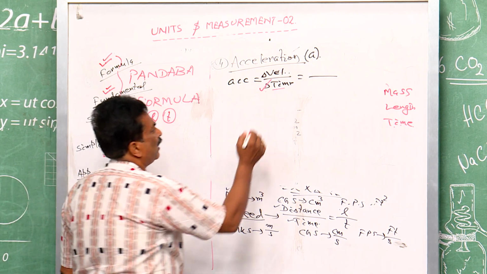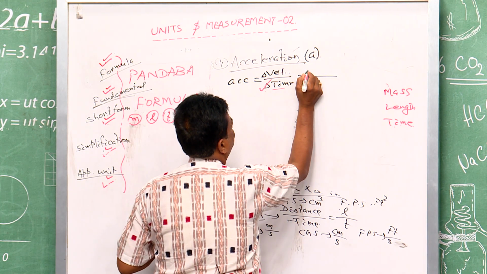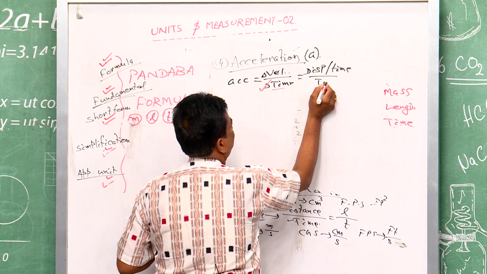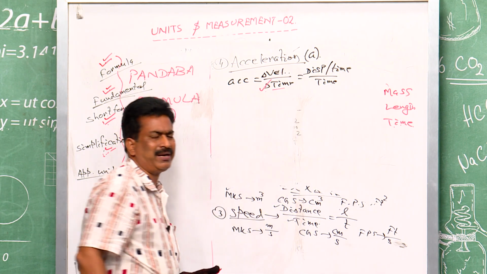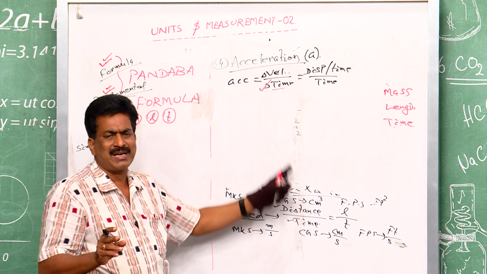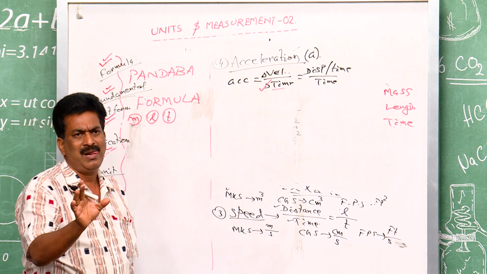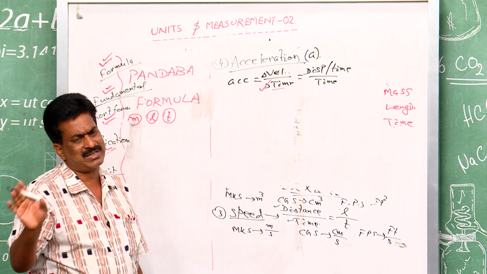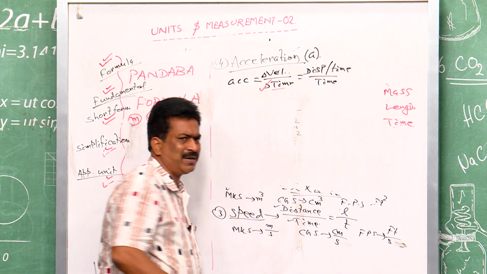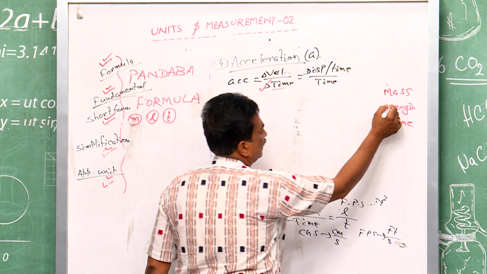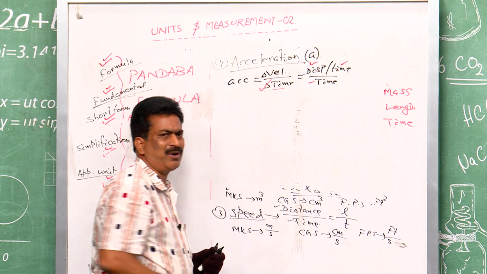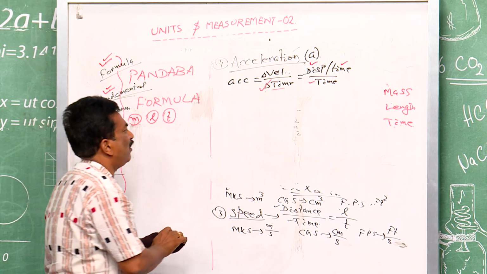What is the velocity? The velocity formula is displacement by time. So displacement by time, you must know. This is the distance, this is the displacement. Distance and displacement both correspond to length, but displacement is a vector quantity and distance is a scalar quantity, which we will discuss in some other class. Displacement means a distance, and distance means length. So this is the fundamental. This time is already in the fundamental, so everything is in the fundamental.